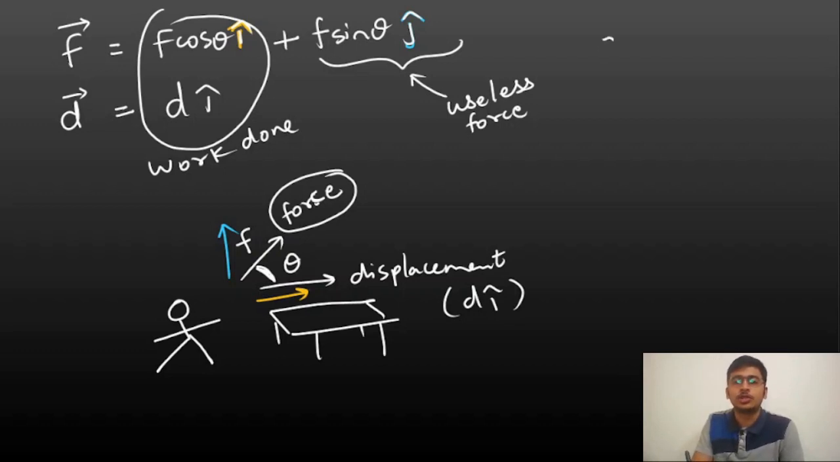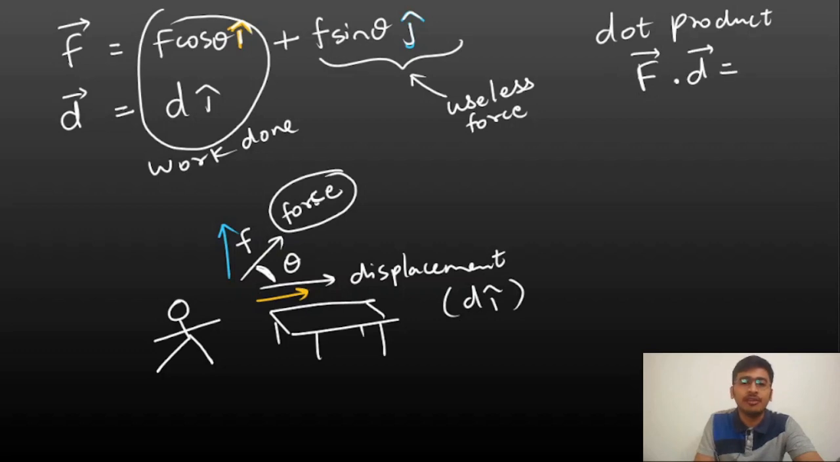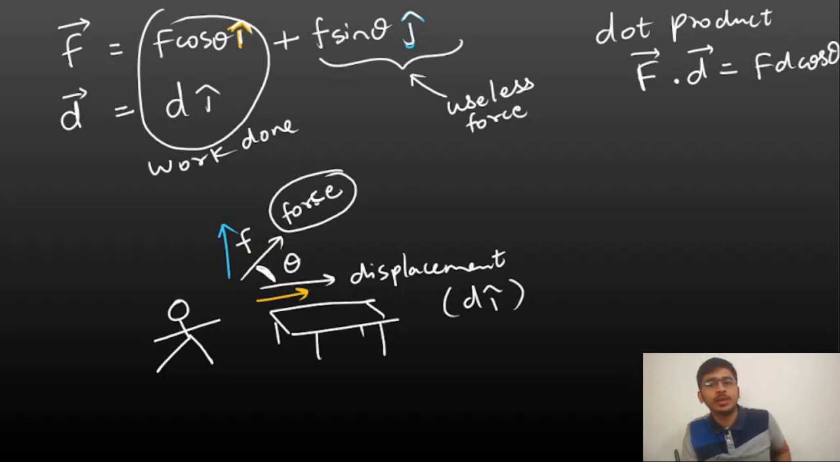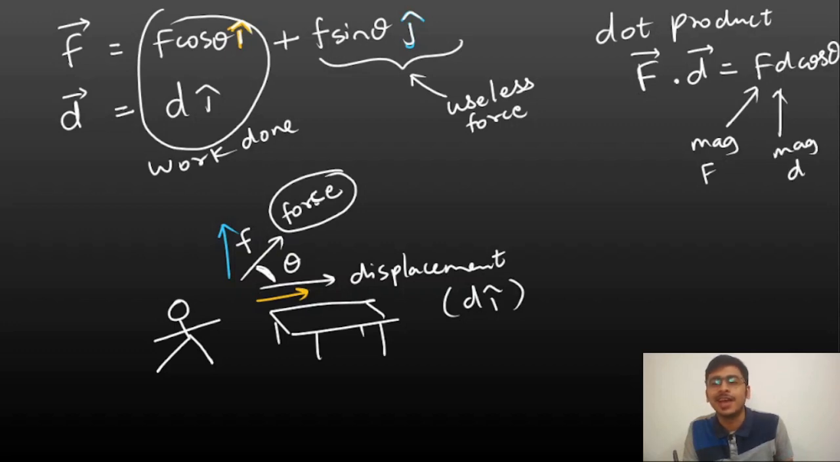What I can say is the dot product between F and D, F dot D, is nothing but F times D cos theta, where theta is the angle between them, and F and D are the magnitudes. So this is the magnitude of F, this is the magnitude of D, and this is the angle between the force and the displacement.